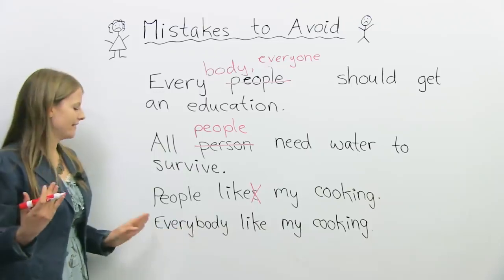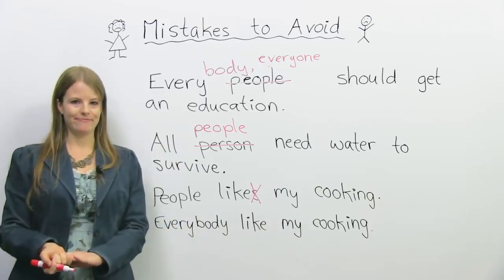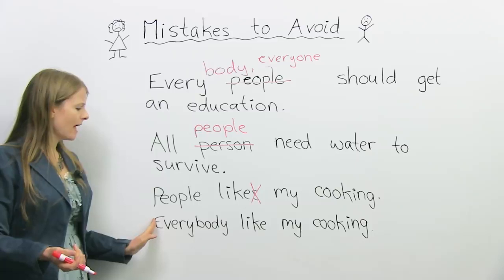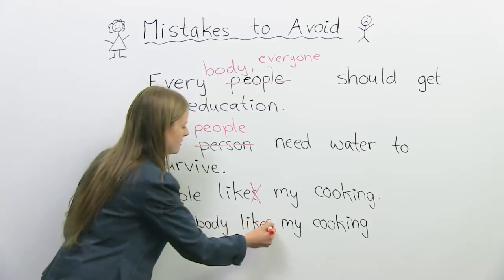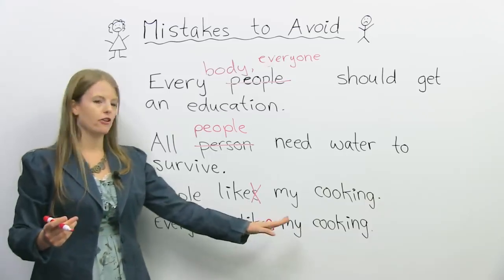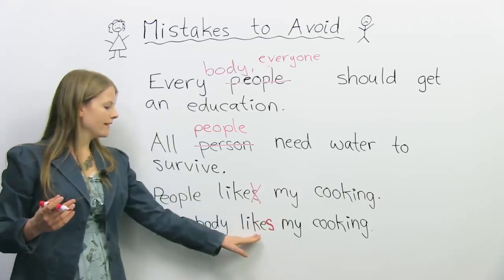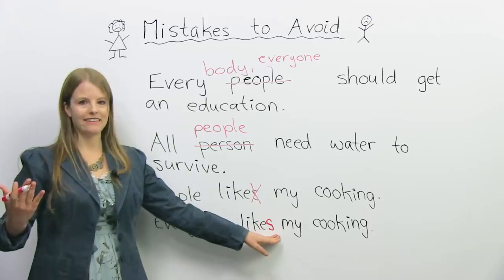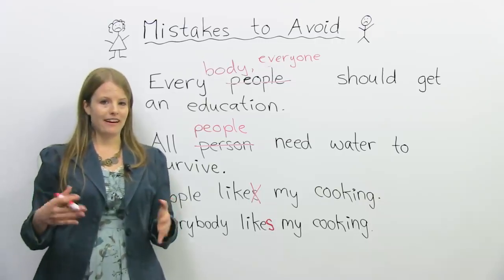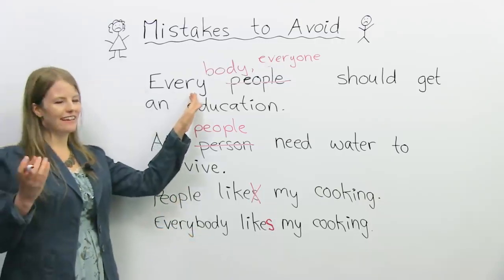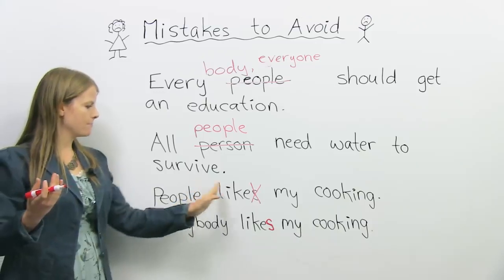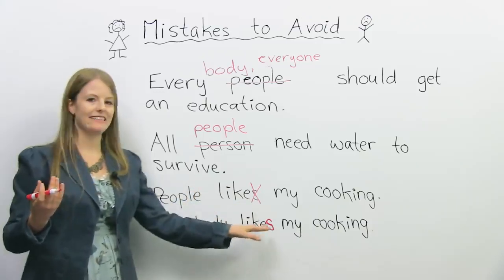Okay, and then the final mistake I see a lot. Everybody like my cooking. What's the mistake here? Okay, so it's similar to what the mistake is here. Everybody, in this case, we need an S because of subject-verb agreement. Everybody likes my cooking. Okay, so everybody, you always need an S on the verb if you're talking like in the present, whereas for people, there is no S. So be very, very careful with these different mistakes. Again, it's really important to think about which words every goes with, which ones all go with, that people never has an S, and that everybody does have an S.